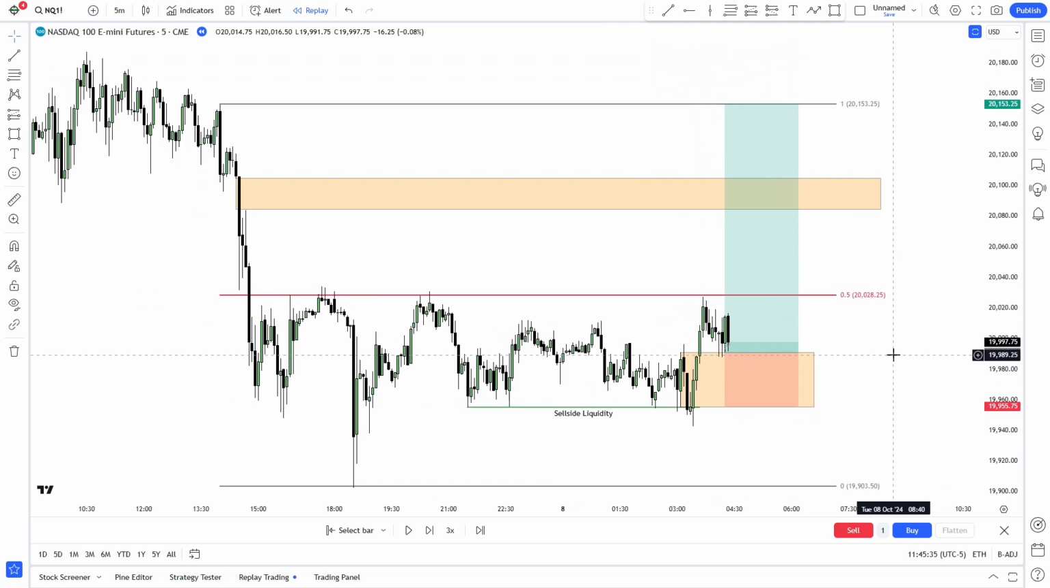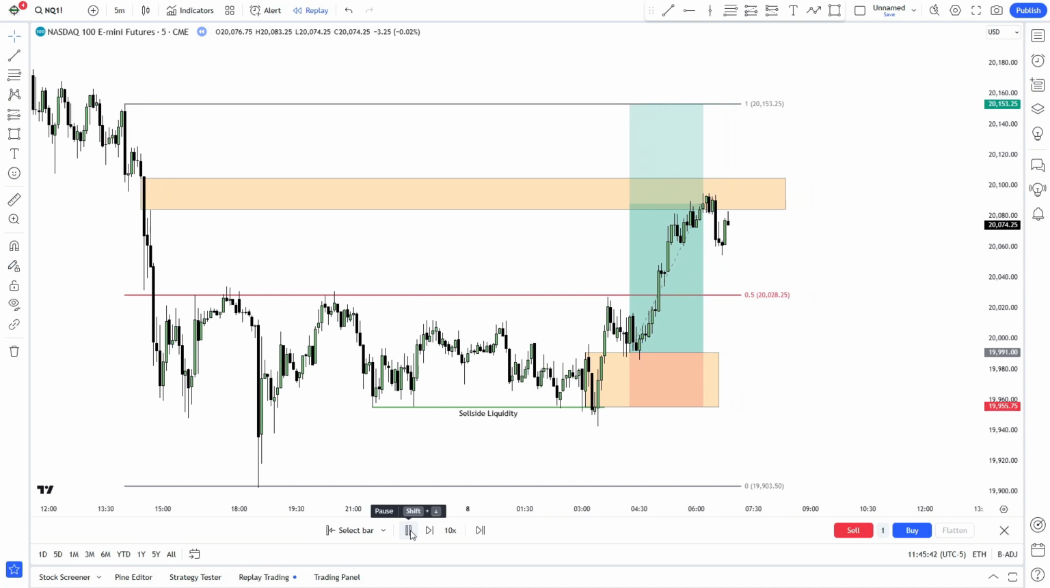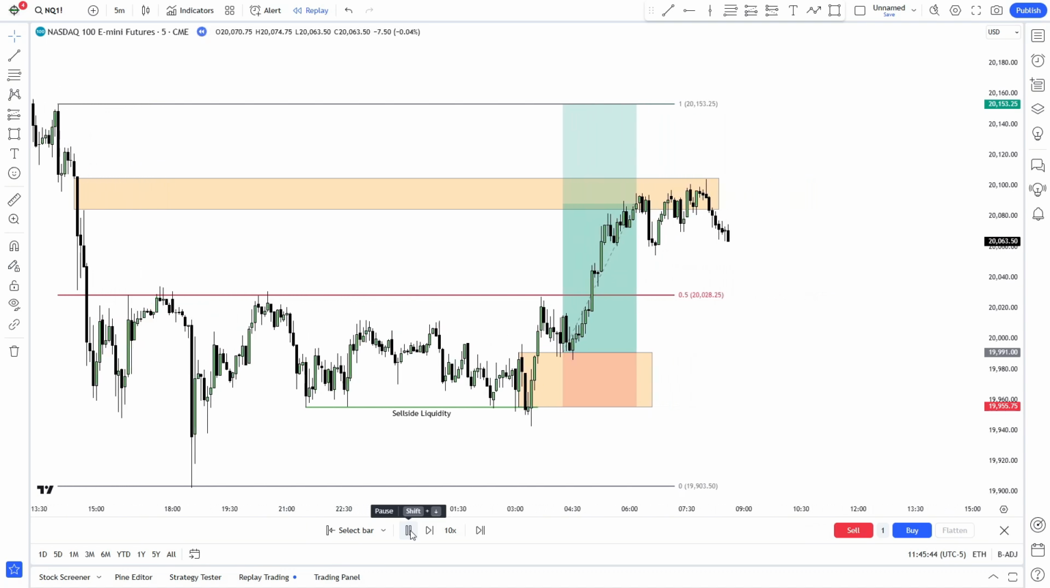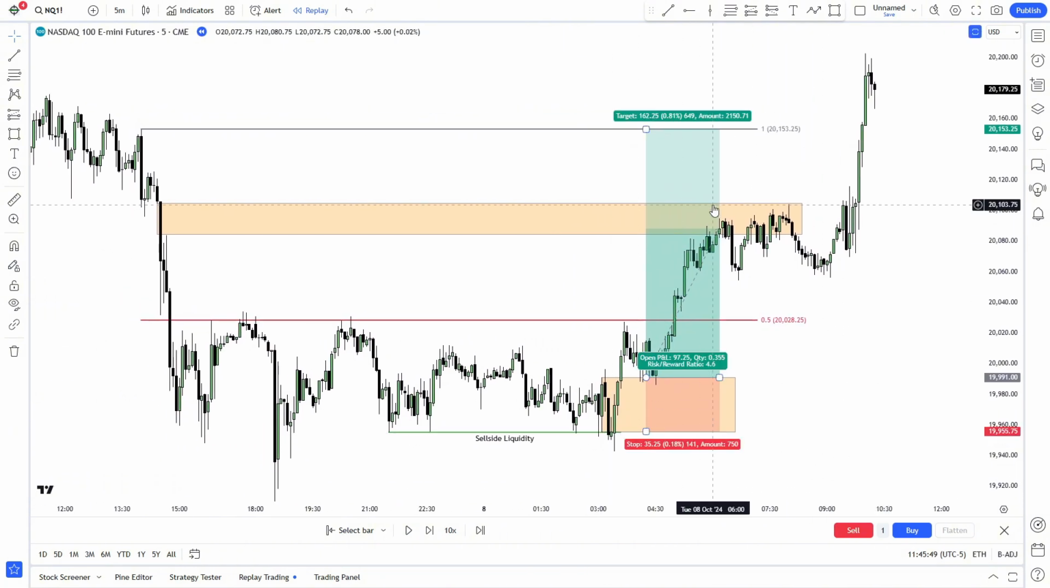So if we continue to let the trade play out, get tagged there, and we hit take profit right there. All of our partials were hit, and then we exit the trade right there.